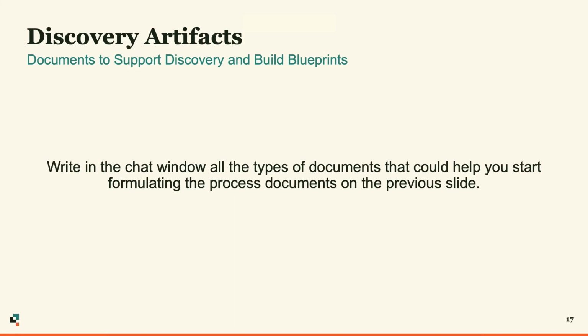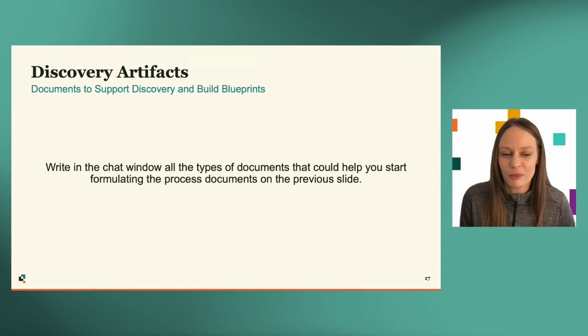And sometimes groups don't even realize that there are documents that they have that could be really helpful in this scenario. So what I like to do is build out a list of different documents that I can mention to trigger the memory of the users in the group and hopefully provide me with as much information as they can. So I'd like everybody to try to think of some documents that would help you formulate a process. And if you could write those in the chat window, I'll give you a few minutes.